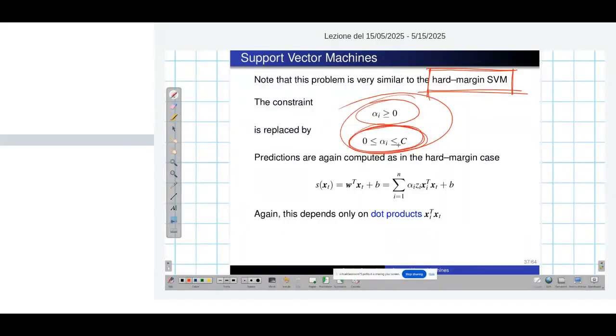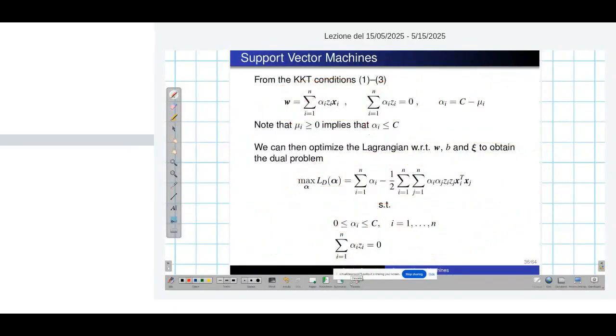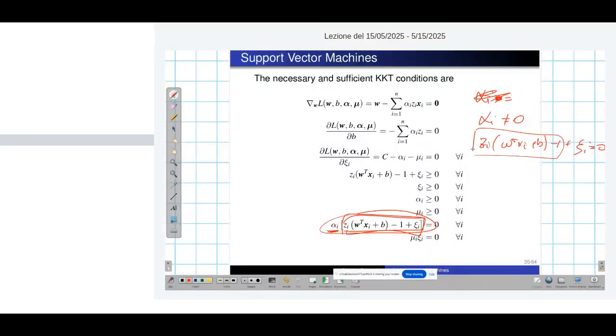In the soft margin, there is also an upper bound on the values of alpha, the Lagrange multipliers, which combined with this tells us that for this to be zero, either alpha i is zero or the corresponding term inside is zero. But if alpha i is different from zero, that means that this term, z_i (w transpose x_i plus b) minus 1 plus xi_i, must be zero. Now, before, we didn't have the xi_i that told us that the supervectors are the points on the margin. Now we have the xi_i, so we need to understand what happens.